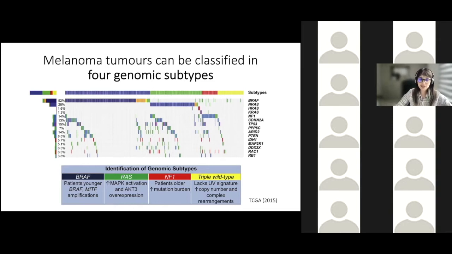Those that have mutations in the RAS genes have more exacerbated activation of this pathway. The ones with mutations in this gene NF1 tend to be older and have more mutations in their genome. And finally, these triple wild types do not have a UV signature. That means they're probably not caused by UV radiation. We'll talk about that later, and they have a more complex genome.